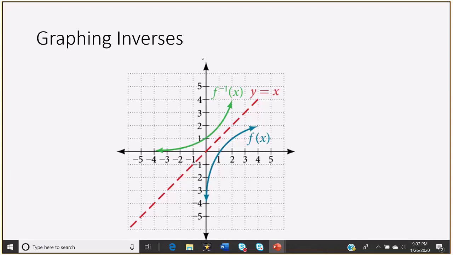So if you want to be more precise about it, that's the way to go: pick points on your original function, flip the point values, and then plot them on the opposite side. But as far as the concept goes, how you graph an inverse is you take the original function, you reflect it over y is equal to x, and that will be your inverse. That's it for this section.